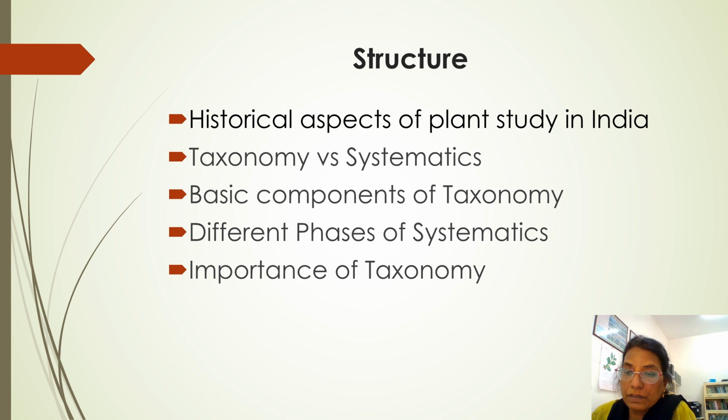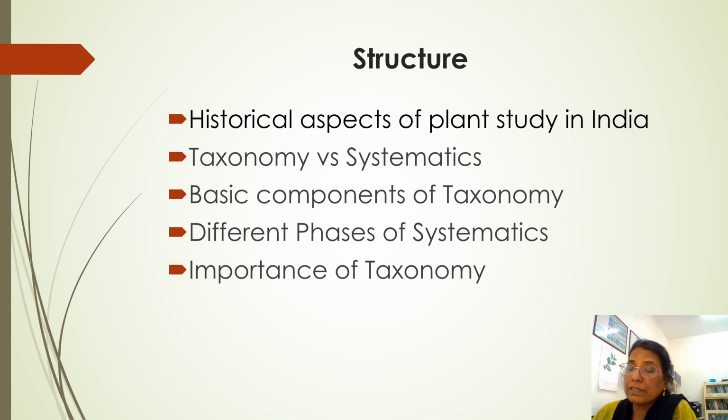The structure of the topic that I am covering today would start with the historical concept of knowing the plants in the country. Was it a systematic way of understanding the plant, and what is it? And then we would be understanding, are taxonomy and systematics the same or are they different? Later, we would be looking at the basic components of taxonomy, such as identification, nomenclature, and classification.